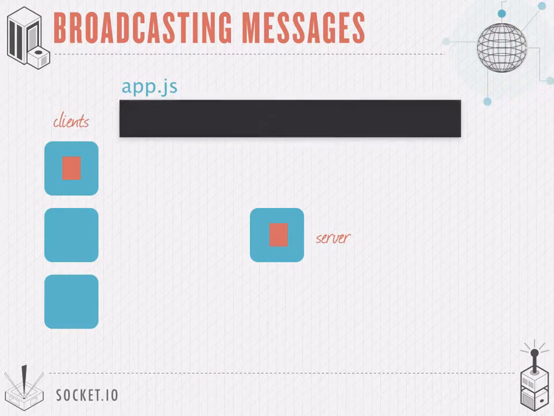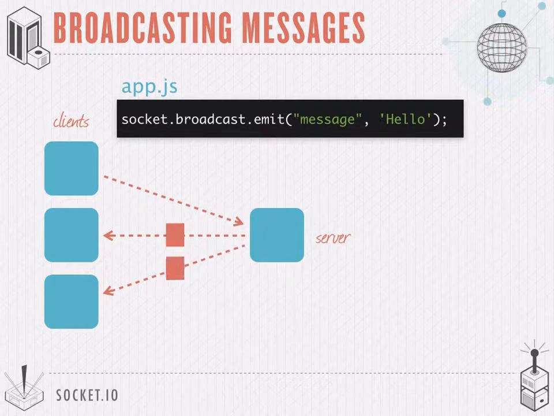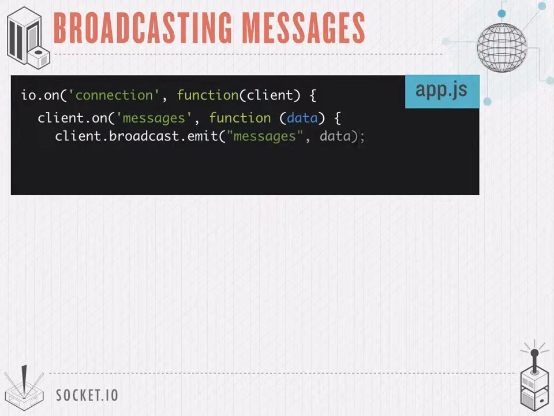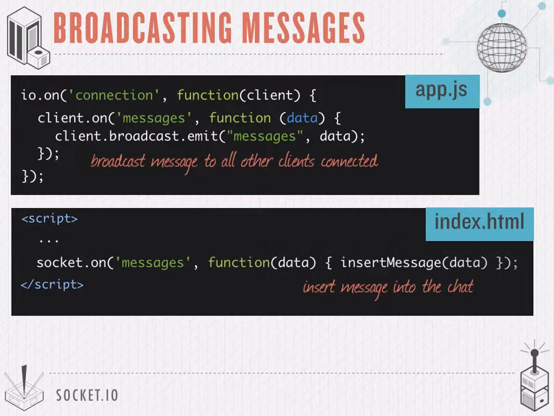Luckily, Socket.io has a broadcast property, and when you call emit on that broadcast property with messages, it's going to send them to all the other connected sockets. In this case, all the other clients in the chat room. So now back on our server, when our server receives the message event, this time around, it's going to call client.broadcast.emit messages data. That's going to broadcast the message to all the other clients aside from this one that sent the message.